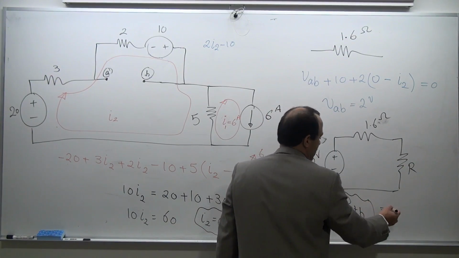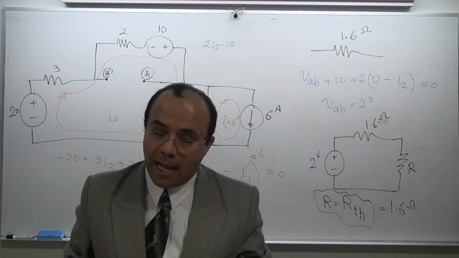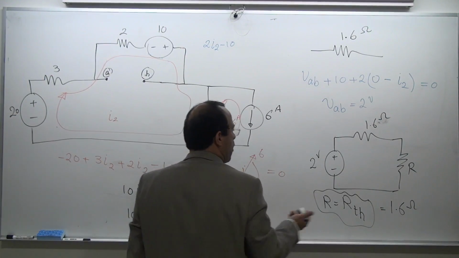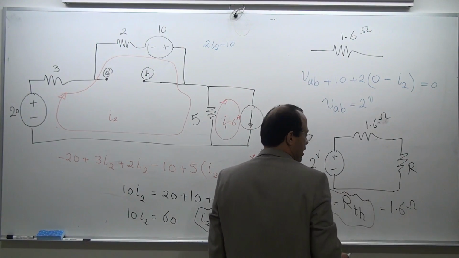Well, that's going to be 1.6 ohm. Then, suppose you forgot the equation for the maximum power transfer. All you have to do is this. How much is the current going through this? How much is the voltage?